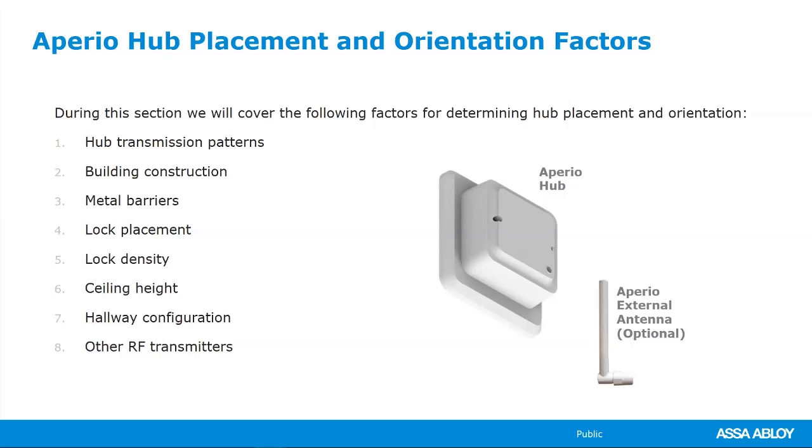We're going to look at lock density and then ceiling height. So there's variances in your ceilings. You might be in a warehouse situation, or you might have a drop ceiling. And then we're going to look at the typical installation, which would be a hallway. And then we're going to look into other RF transmitters that might give you challenges in the field. So the idea here is we're going to go through, and if you were to do a survey, you would have an idea and you can map out exactly where you would need hubs so you can future-proof your system.